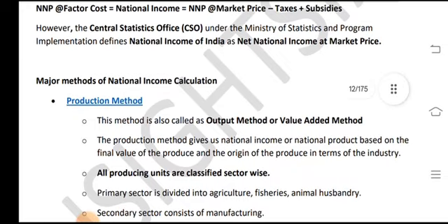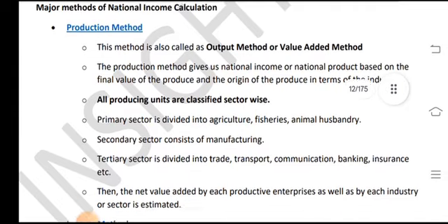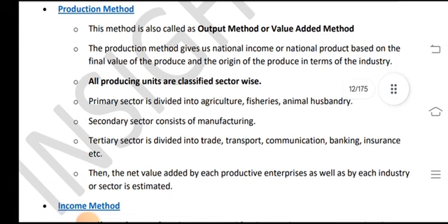In India, the net national income is measured by major methods, and the national income is calculated by the production method. The production method is also called the output method or the value added method.